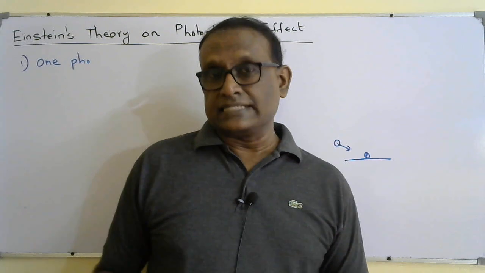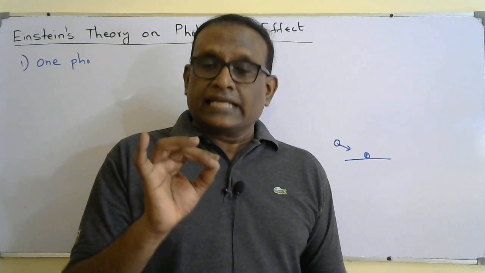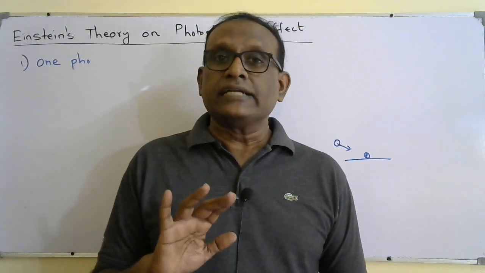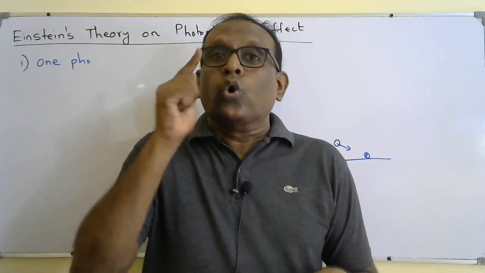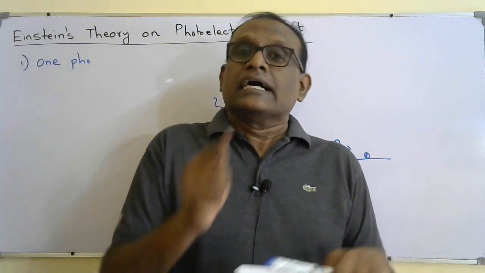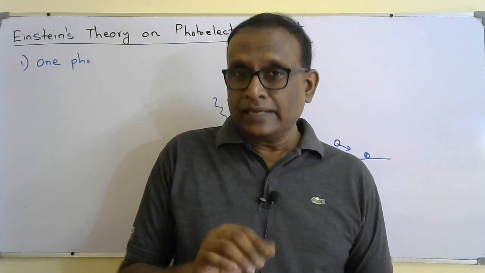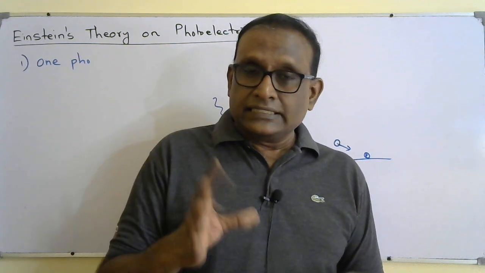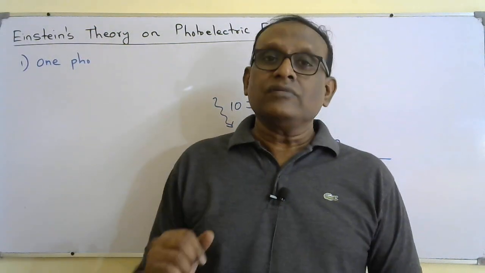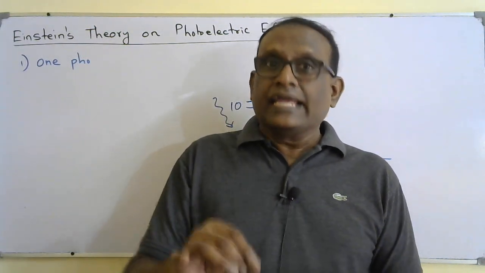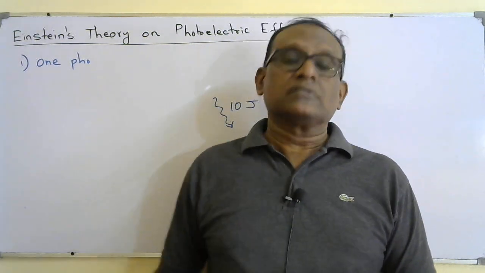Then the fourth one he proposes in the theory: the ability of removing an electron from a metal does not depend on the energy of the whole wave. It depends only on the energy of each and every individual photon. Careful, again I am saying, he said the ability of removing an electron does not depend on the complete energy of the wave. It depends only on the energy of each and every photon. That's the way he proposed.